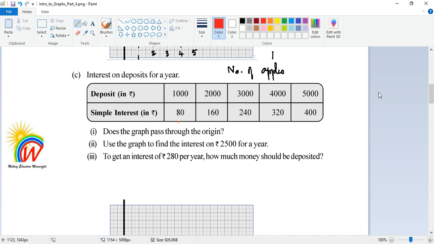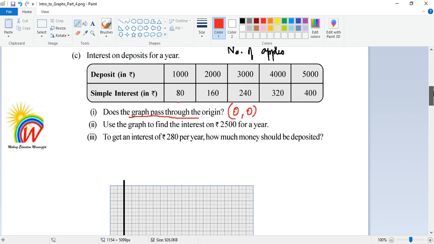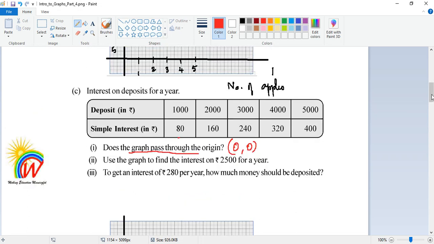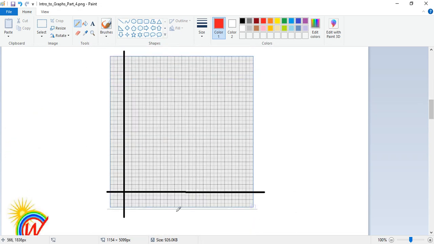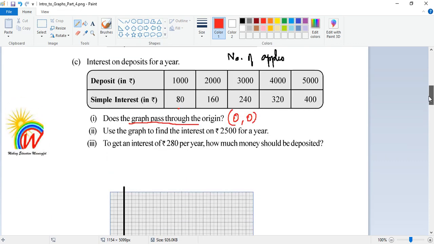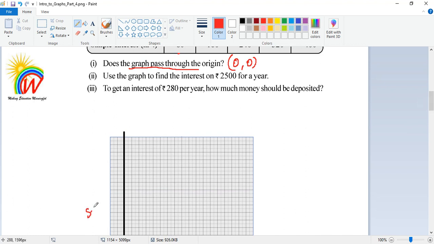So now we have to draw the graph first, and they are asking you, does the graph pass through the origin? Origin means 0, 0. So we should see if it passes through 0, 0. So let us say the x-axis will be the deposit, so deposit over here in rupees, and y-axis is your interest, simple interest in rupees.